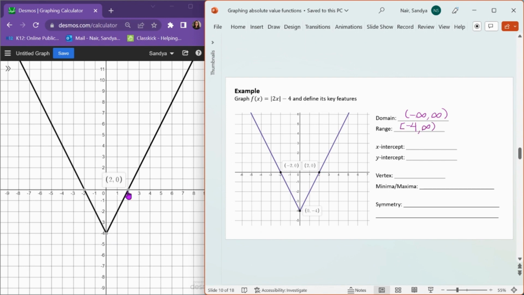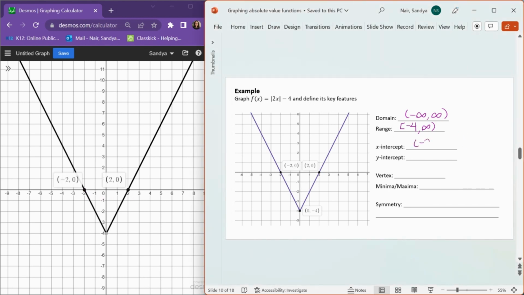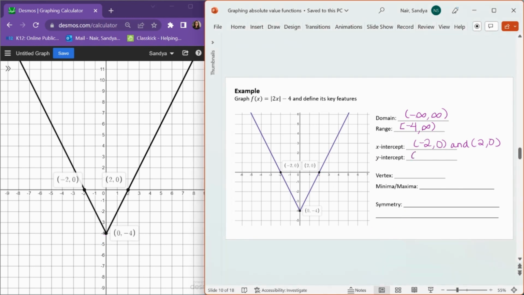The x-intercepts, I'm just going to click on them to get the coordinates. So I have two x-intercepts: (-2, 0) and (2, 0). And then to find the y-intercept, I'm just going to click on that, and the y-intercept is at (0, -4). The y-intercept also happens to be the vertex, so I'm just going to write that down, (0, -4).